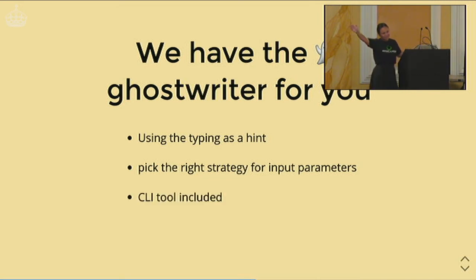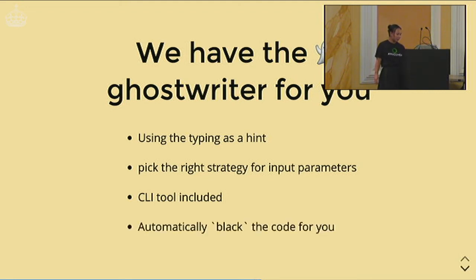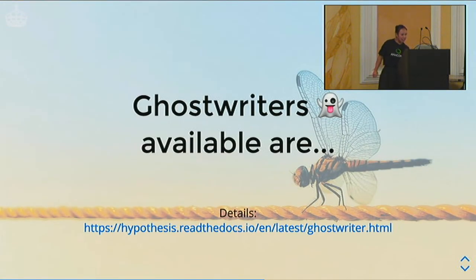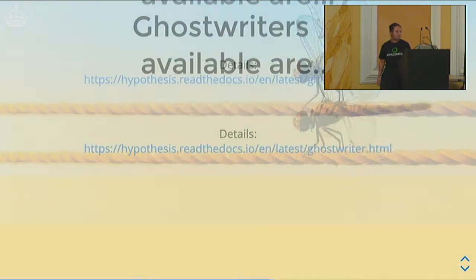Like I said, there's a CLI tool. We're going to use it in a bit to see how it works. Also, if you have Black installed, it will Black the code for you. So for those of you who love Black and can't code without Black, yay. So far, we have mainly 4 ghostwriters available. There's actually more than 4, but I will only introduce 4 to you because those are the ones more commonly used. But all of them, again, are in the documentation page.